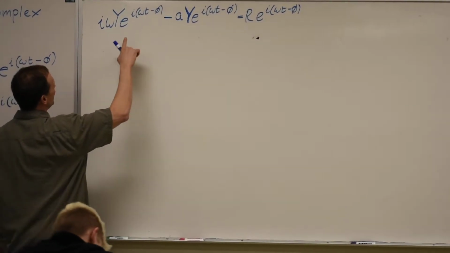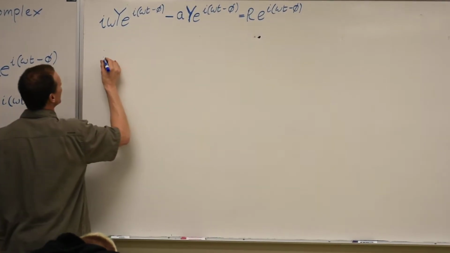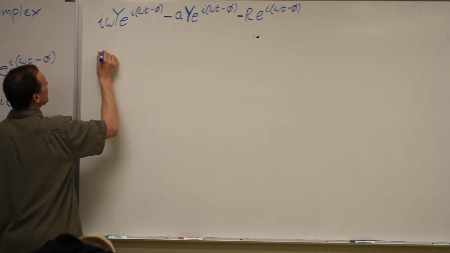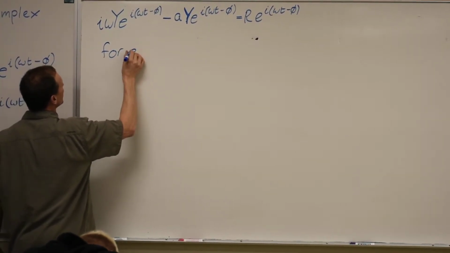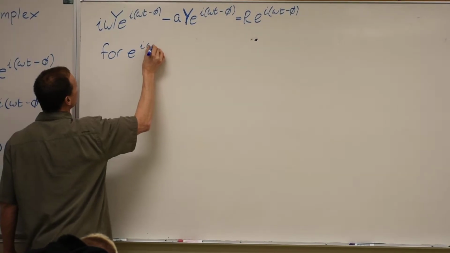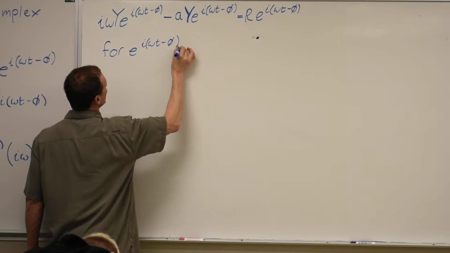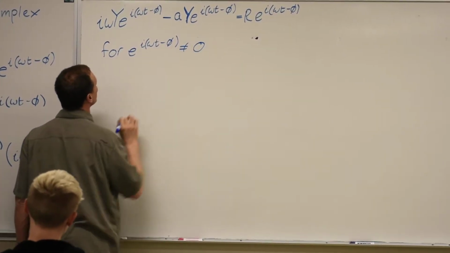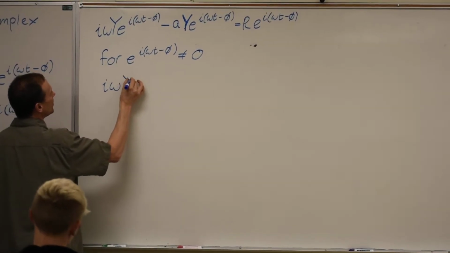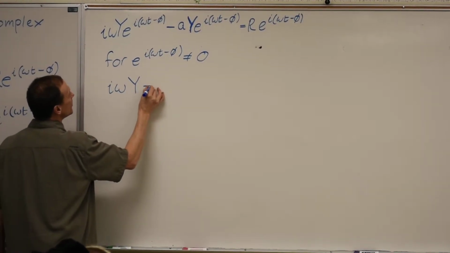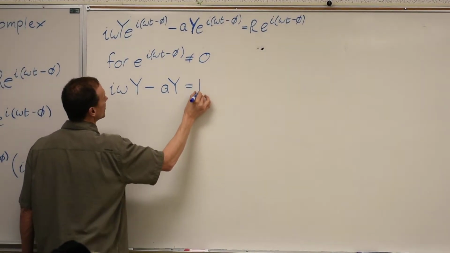I'm going to divide by e^(iωt − v), and what we should do is write, for e^(iωt − v) not 0, I can come up with iω capital Y minus a capital Y equals capital R.